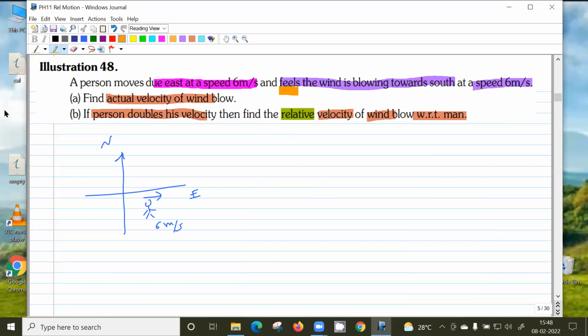What this means as a statement is velocity of wind with respect to man is 6 meter per second south. Let the y-axis be north and the x-axis to the right. Is that clear?